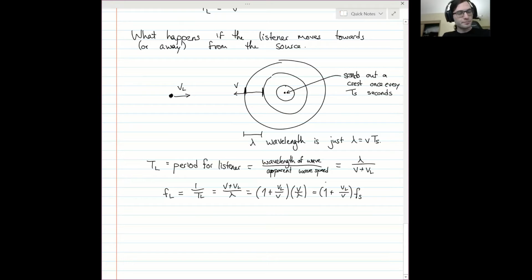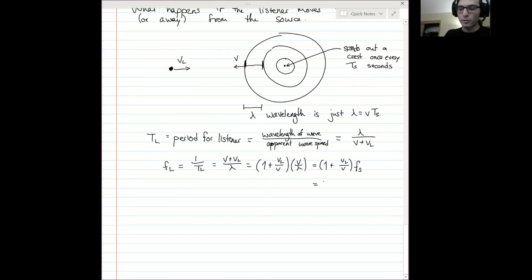So the whole point here is that the listener and the source both agree on the distance between the crests. However, they don't agree on the speed at which the wave travels, or the frequency. By the way, I'm going to rewrite this in a more familiar notation. This is (V plus VL) divided by V, times Fs. This is the frequency of the listener.